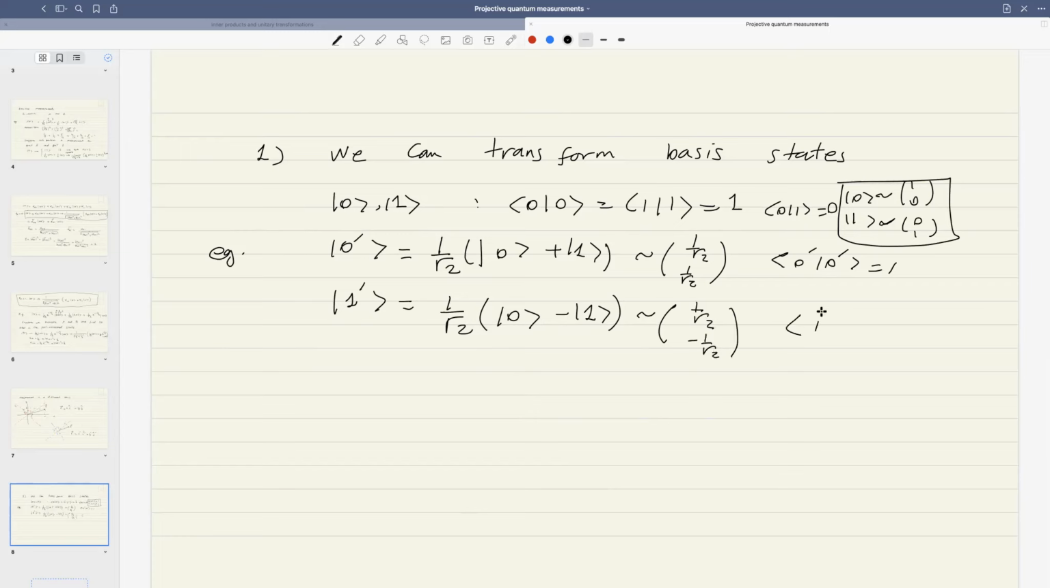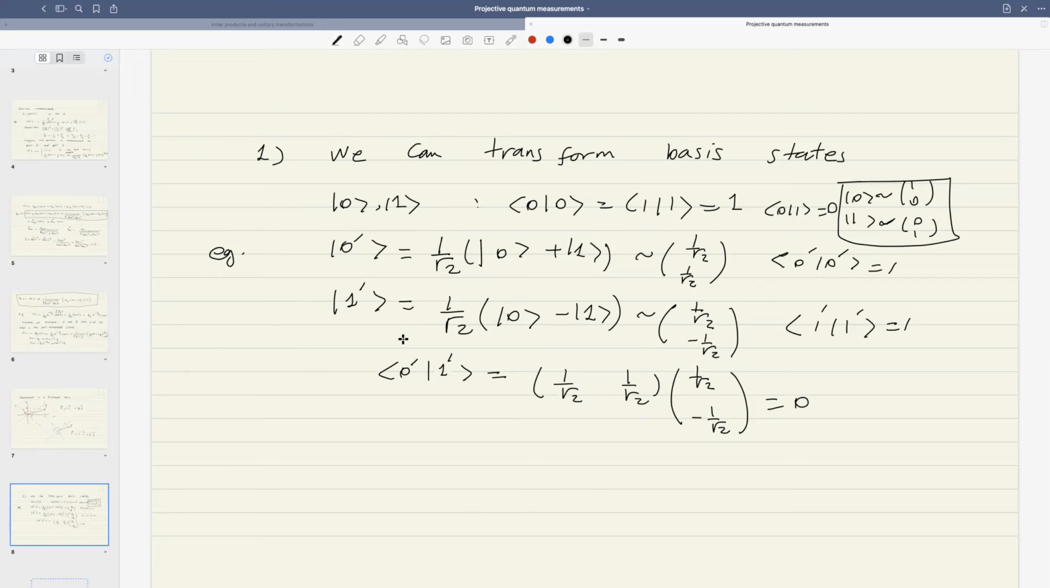And I can check the inner product of 0 prime and 1 prime. So that's going to be a row of 1 over square root 2, 1 over square root 2, times a column of 1 over square root 2, minus 1 over square root 2. So that becomes 1/2 minus a half. It's going to be 0. So this is a perfectly fine basis.